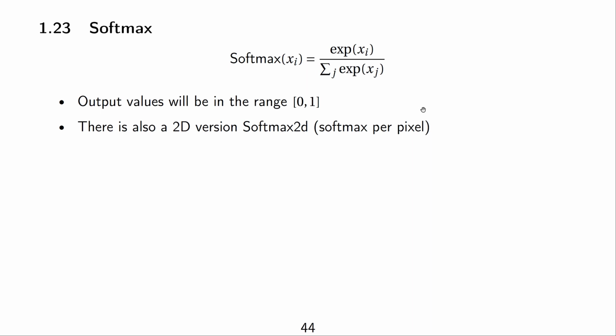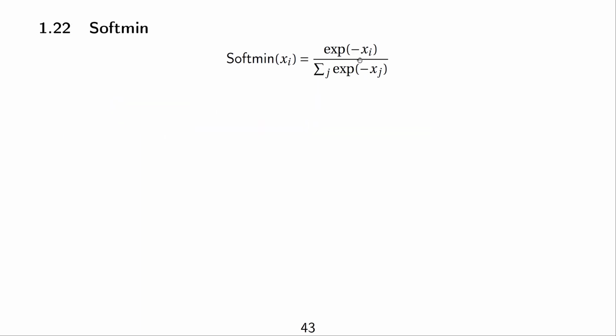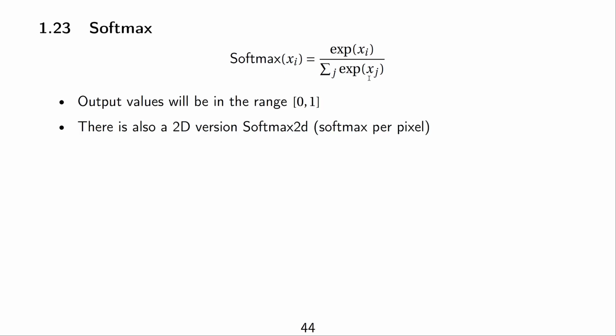Now, this one is the softmax function that we discussed before, and here you see the difference is that the minus sign here is missing and the minus sign here is missing. So let's flip back again just to make that clear. Minus sign here, and here it's positive, taking the values directly without the minus sign. The output values of softmax are in the range of 0, 1, and you can also look at the 2D version, softmax 2D.